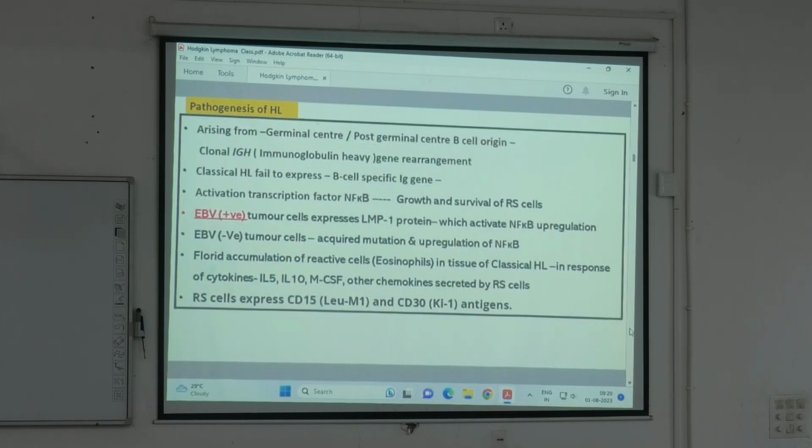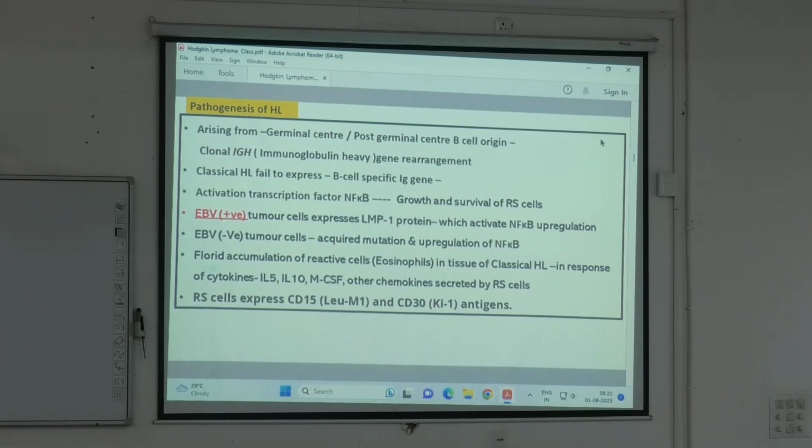Now, what is the pathogenesis of this disease? It arises from the germinal center and pre-germinal center B cells, and there is clonal proliferation with immunoglobulin heavy chain gene rearrangement. Then the transcription factor NF-kappa B is also affected. With this gene rearrangement, they proliferate and need survival of the RS cell. For this, the EBV virus activates this factor NF-kappa B and helps the proliferation of the RS cell.